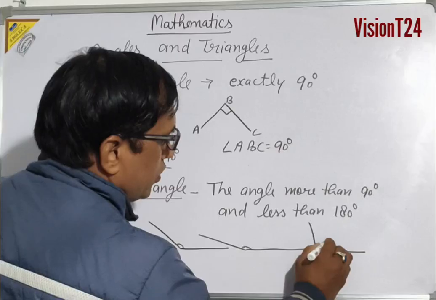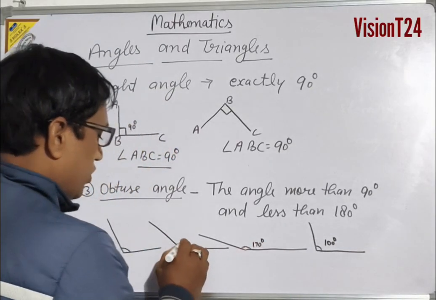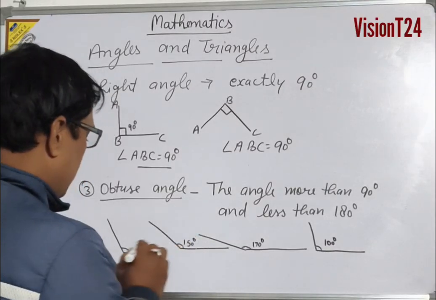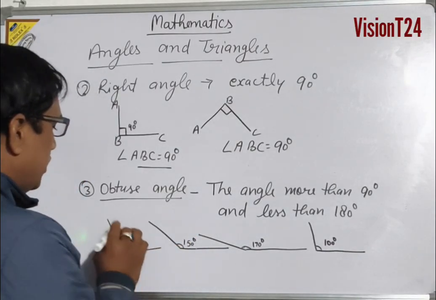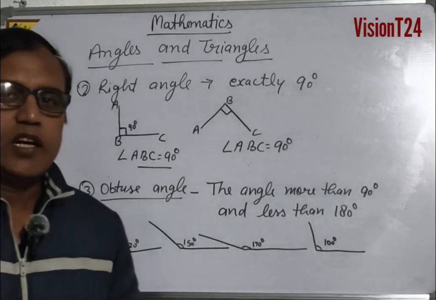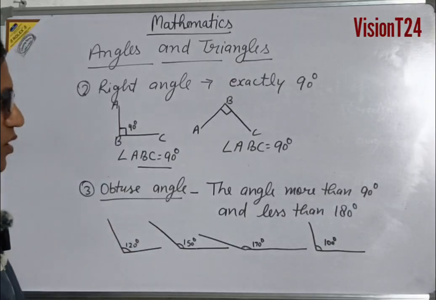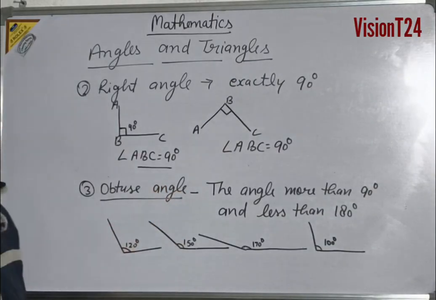Suppose this one is 100 degree, this one is 170 degree, this one is 150 degree, this one is 120 degree. So all these angles are known as obtuse angle, right? Have you understood? Do you know what is obtuse angle? The angle which is more than 90 degree and less than 180 degree is called obtuse angle. And you can easily recognize them.